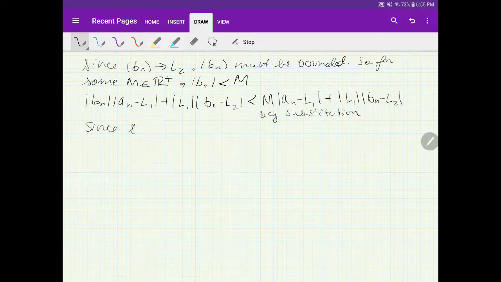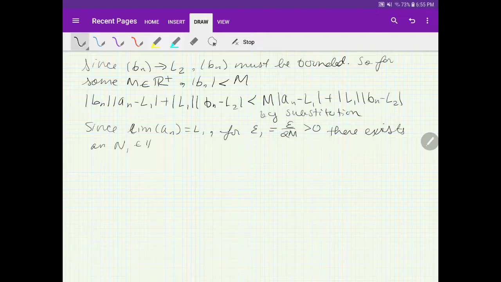Since the limit of a sub n is equal to L1, for epsilon 1 equal to epsilon over 2m, which is greater than 0, there exists an n sub 1, which is an element of the natural numbers, such that for all n greater than n sub 1, the absolute value of a sub n minus L1 is less than epsilon 1.